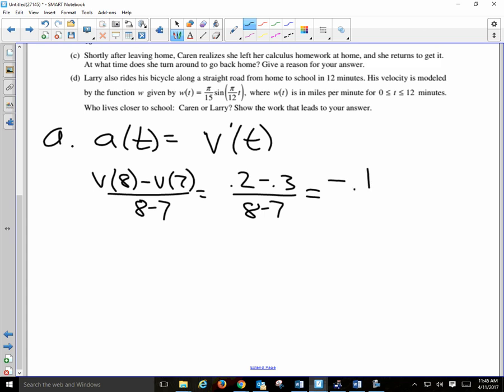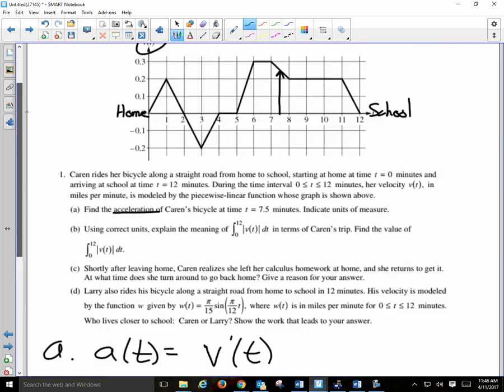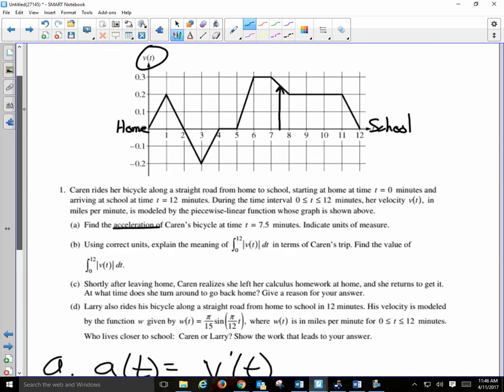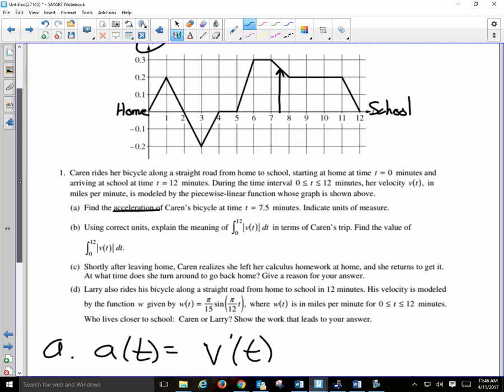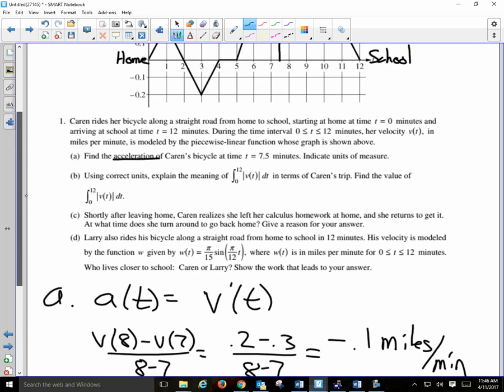We got negative 0.1 what? Is it miles or? Okay, so is she accelerating or decelerating? She's decelerating, okay? And you can see here that she's trending down, so therefore you know that her velocity is decreasing, so she's decelerating. Looks like we answered that one.